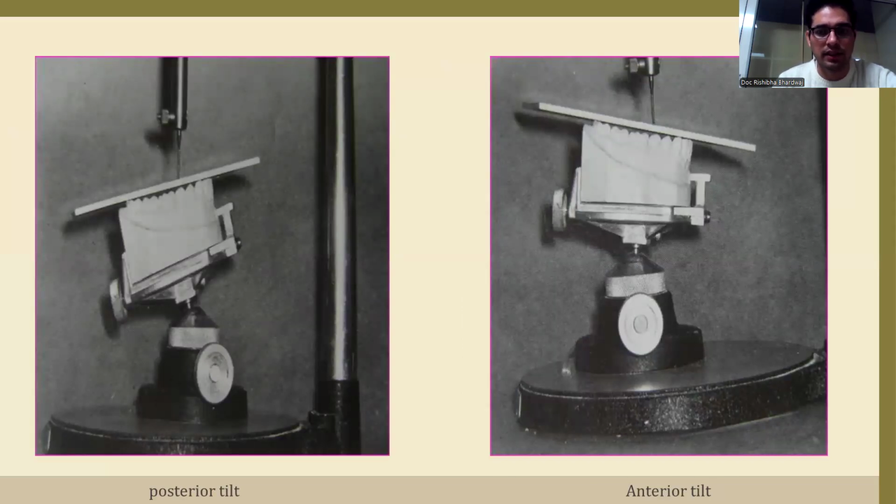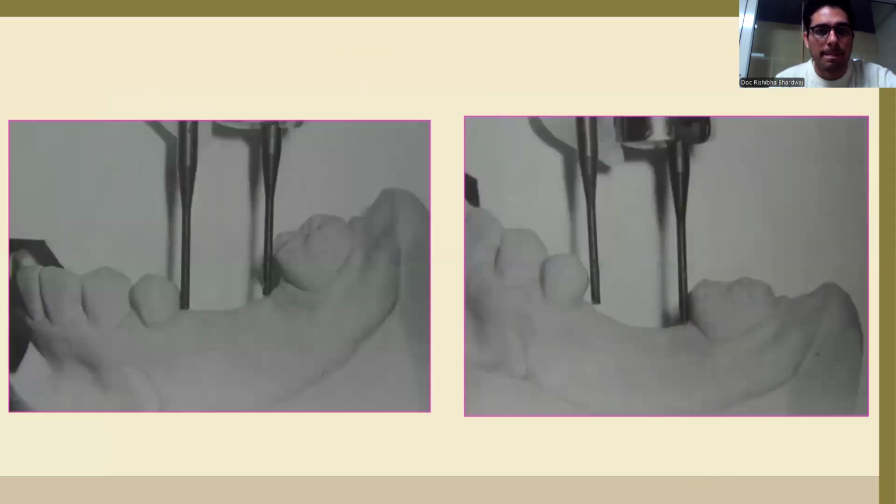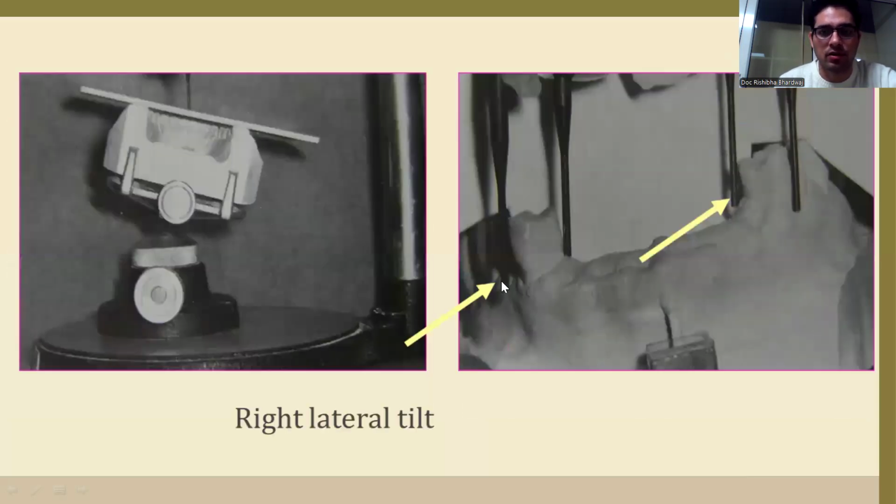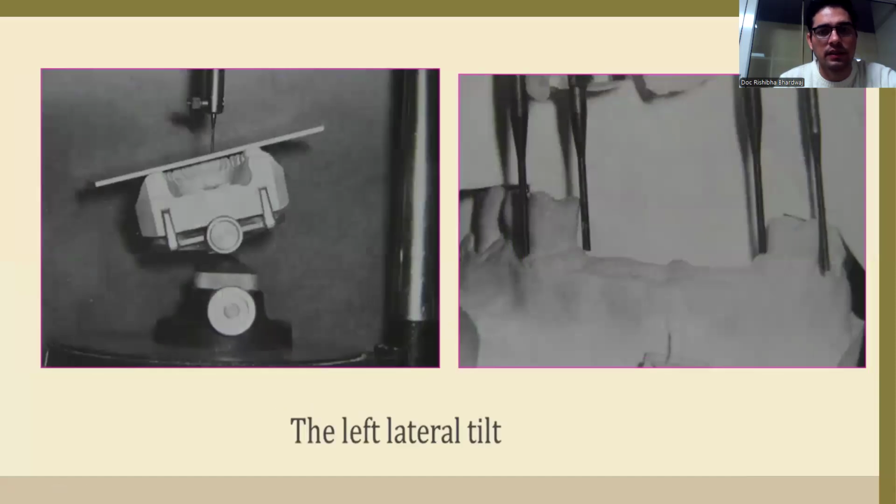This is the anterior tilt we can see on the right side. On the left side we can see the posterior tilt. These tilts, as we can see in this picture: this premolar is not having an undercut in the left picture, but in the right one, the premolar is having an undercut, but the undercut of the molar is relieved, or adjusted. This is the right lateral tilt. These are the markers. This is the left lateral tilt.